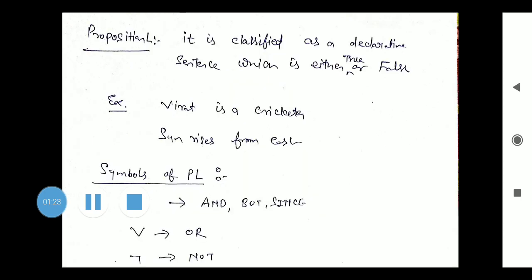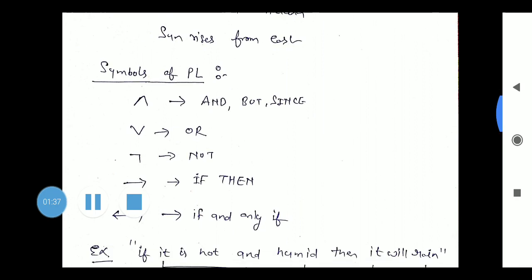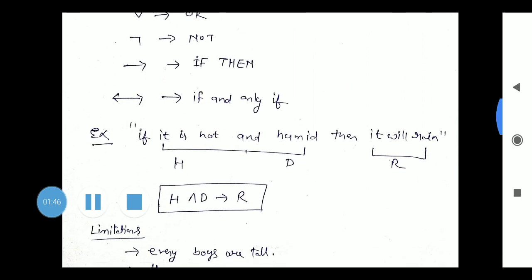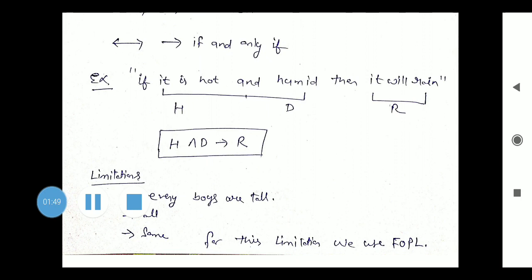So now we will discuss propositional logic. It is used to classify a declarative sentence which is either true or false. Example: Virat is a cricketer, sun rises from east. The symbols of propositional logic are and, or, not, if then, if and only if. For example, if it is hot and humid, then it will rain. So hot is represented by H, humid is represented by D, and it will rain is represented by R. So H and D implies R.